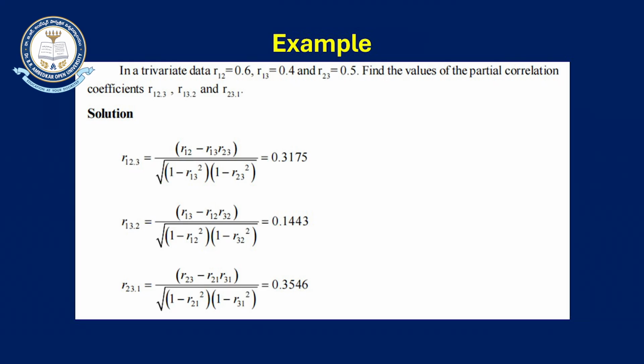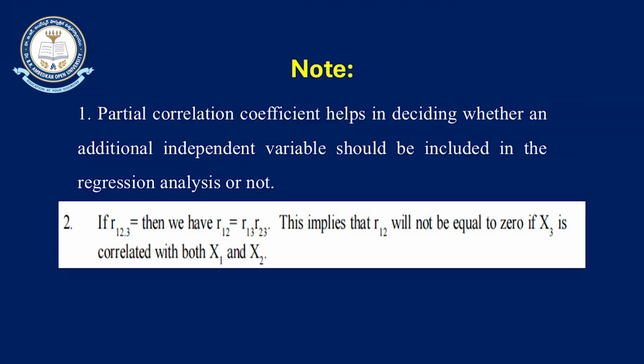Like this we can obtain the partial correlation coefficients whenever we need them. Partial correlation coefficients help in deciding whether an additional independent variable should be included in the regression analysis or not. In such situations the partial correlation coefficient is helpful, to include or exclude that variable.